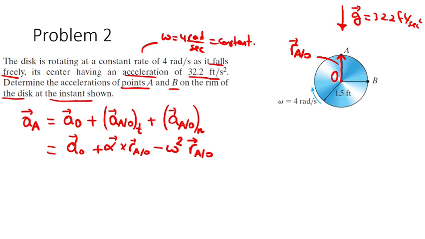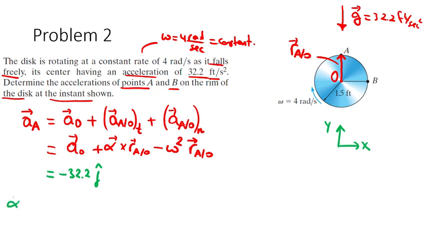Let me write these equations in a coordinate system that has a y-axis and an x-axis. Firstly, let's start with the acceleration of O. That is 32.2 feet per second squared, but it is downwards, so I will write this as negative 32.2 j hat. It means that it falls; it is opposite to the direction of y. Then alpha cross R of A with respect to O.